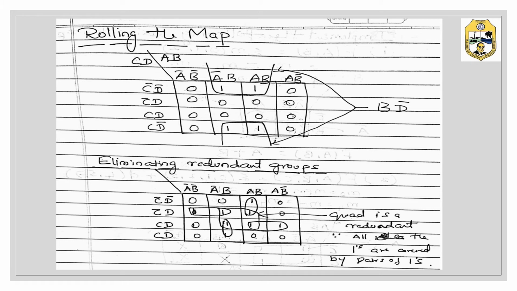Next is rolling the K-map. Rolling the K-map, here how the grouping is done, you see 1 1 here and 1 1 here. So when you roll this, when we roll a mat, what happens? The first end is going to be connected to the last end. So grouping of 4 is done over here. That is called rolling the map.